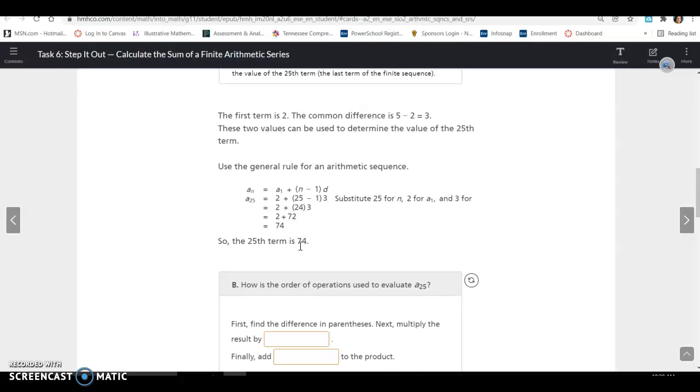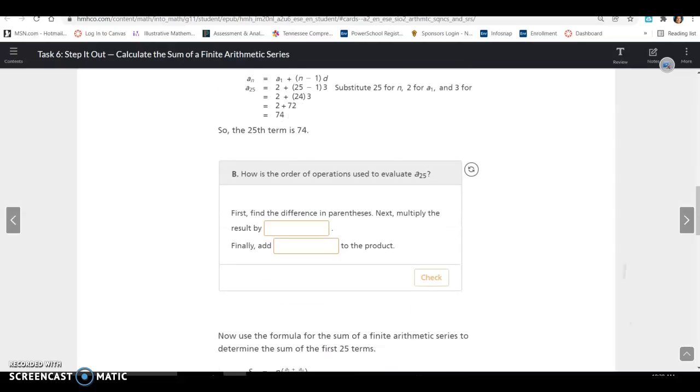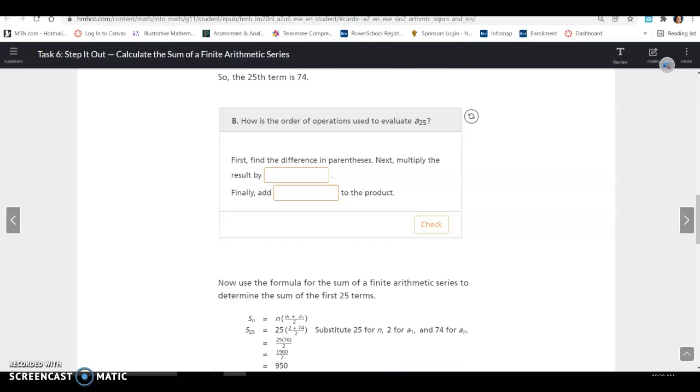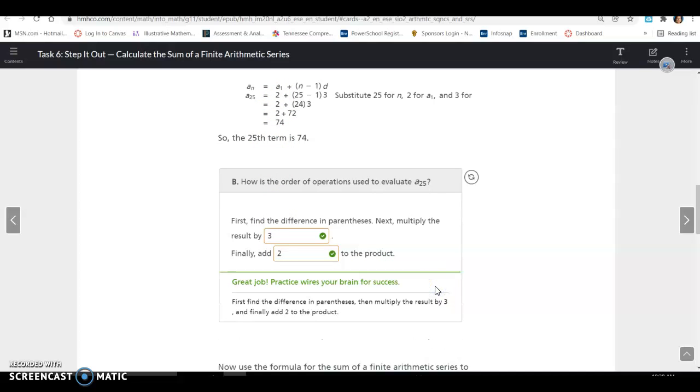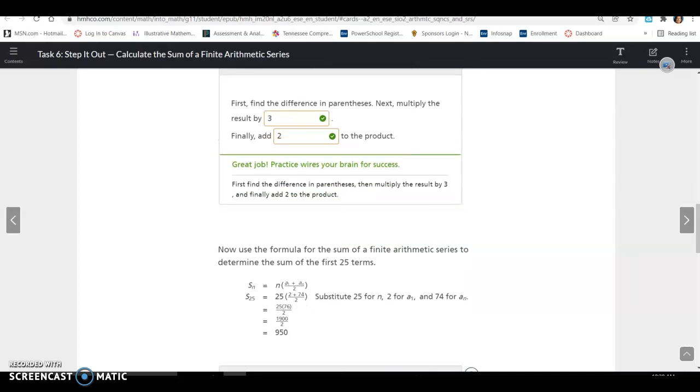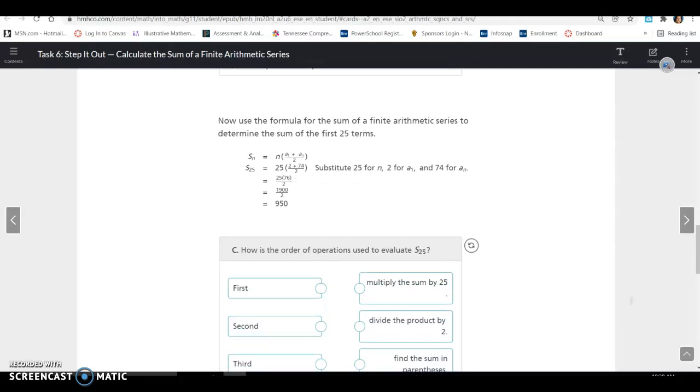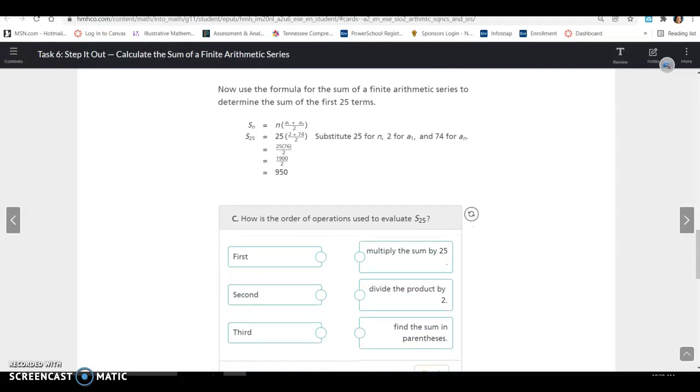So now we have our first term, our 25th term, and our common difference. So now we can use the new formula. Alright, so it says, how is the order of operations used to evaluate the 25th term? First you find the difference in parentheses. Next, multiply the result by your common difference, which is 3. And then finally add your first term, which is 2, to the product. So order of operations always applies when working with math.